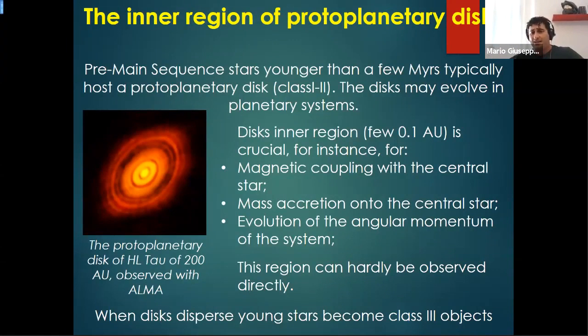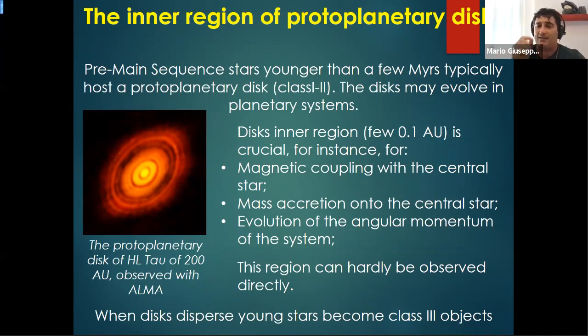So first, why are we interested in this science? The pre-main sequence stars, mainly when they are very young, younger than 5 million years, are typically surrounded by a protoplanetary disk, which is a disk of dust and gas orbiting around the star, and that may evolve in a planetary system. Now, the very inner region of this disk is actually quite crucial for several reasons. For instance, for the magnetic coupling between the star and the disk, the accretion of gas from the disk onto the star, and also for the evolution. It plays an important role for the evolution of the angular momentum of the entire system.